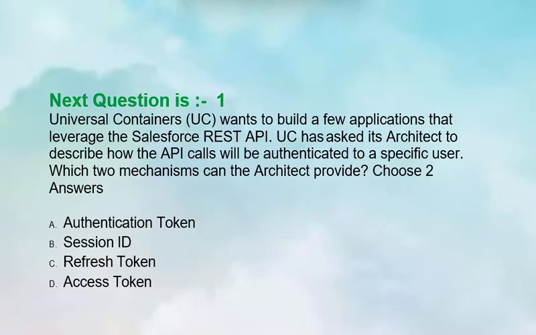Question is Universal Containers (UC) wants to build a few applications that leverage the Salesforce REST API. UC has asked its architect to describe how the API calls will be authenticated to a specific user. Which two mechanisms can the architect provide?